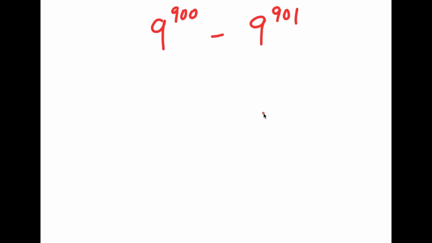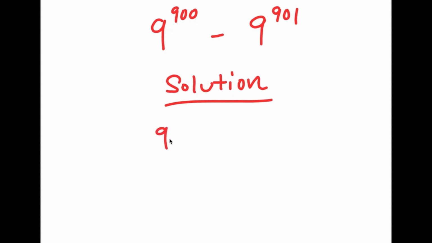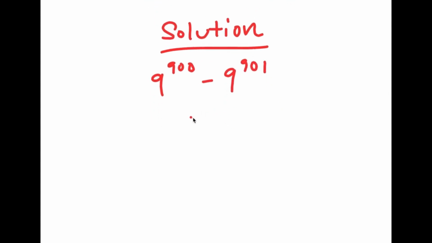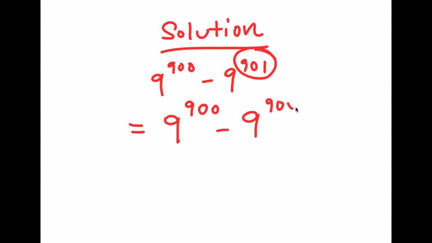Alright, so in this problem, I have 9 to the power of 900 minus 9 to the power of 901. So, for my solution, I'm going to first start by rewriting my original problem here. So I rewrite 9 to the power of 900 minus 9 to the power of 901. Now this is the same thing as, I can rewrite 901 as 900 plus 1. So this is the same thing as 9 to the power of 900 minus 9 to the power of 900 plus 1.